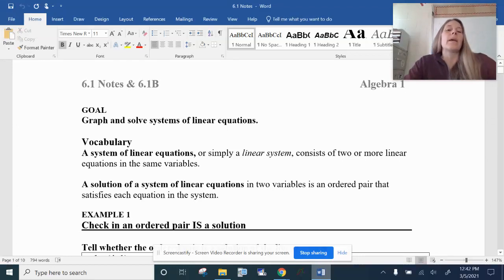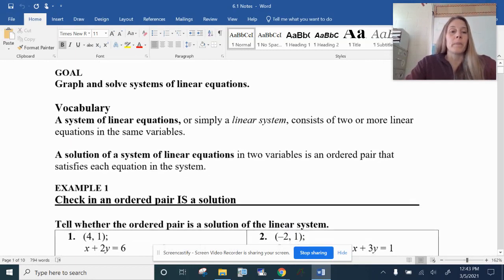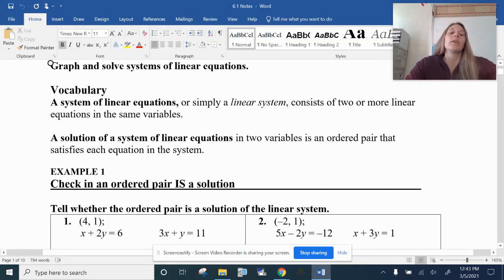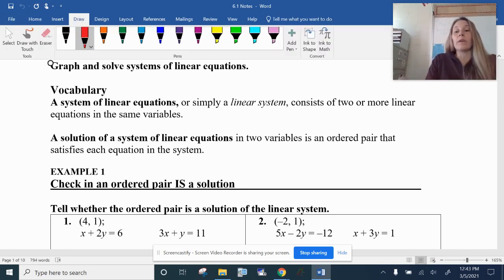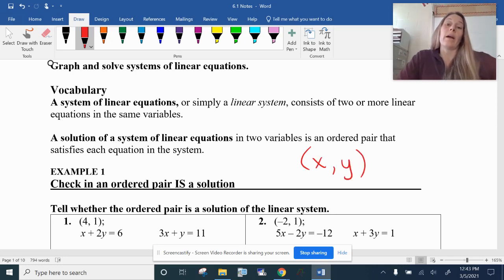Today our lesson is going to be how to solve a system of linear equations using the graphing method. So a system of linear equations, or simply a linear system, consists of two or more linear equations with the same variables. A solution of the system of linear equations in two variables is an ordered pair that satisfies each equation in the system. So let's assume that we're using the variables x and y. Then our solution would be the ordered pair (x, y).